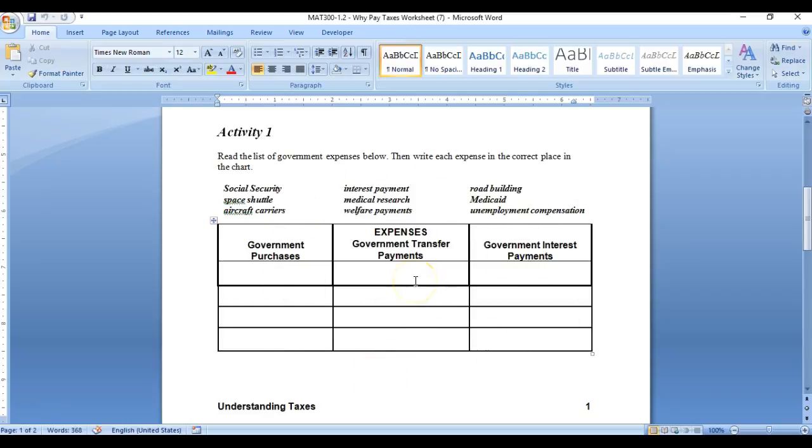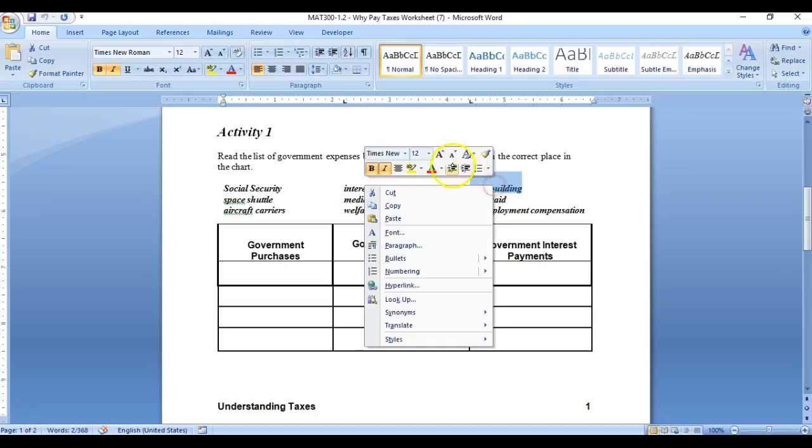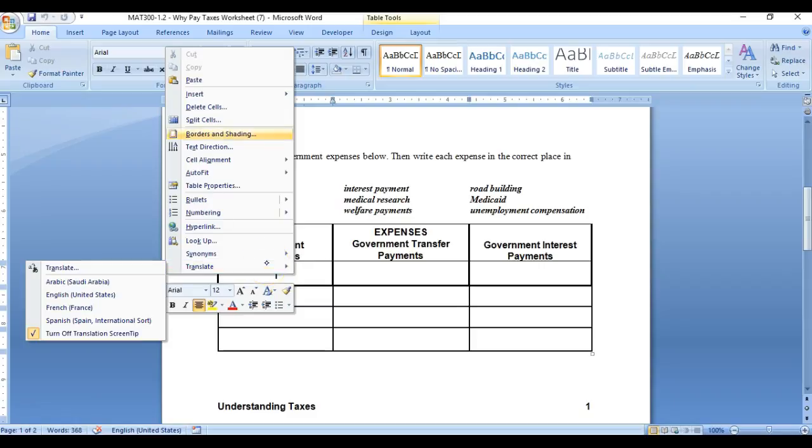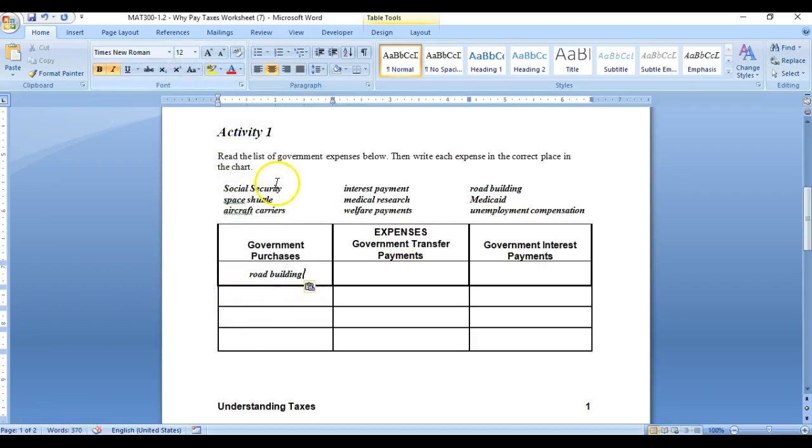So this chart is just taking each of these words and putting them in the correct column. So like road building is something the government pays for. So that would be under government purchases. So you're just going to put each word in the correct column.